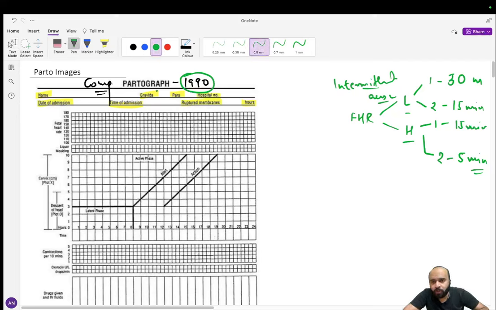According to that, over here, you will be charting. This is the normal range. The normal range is going to be between 110 to 160 beats per minute, and you will be charting it. So let us say that labor started at 130 beats per minute. Then it was 140. Then it was again 130. Then it was at 120.